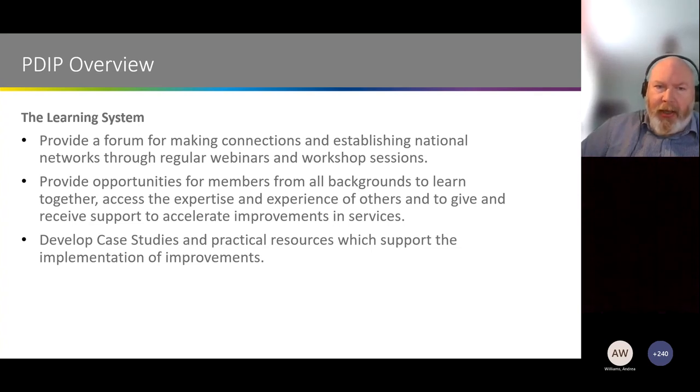Every alternate 8 weeks, so ensuring that we have something happening every 4 weeks, we'll have a series of workshops which will be more interactive, with more breakout rooms and more discussion, and they'll last about an hour and a half. Those will involve lots more engagement opportunities for networking and learning from others' experiences. And as part of the learning system, we'll develop some case studies and also practical resources that will support implementation of improvement work going forward.